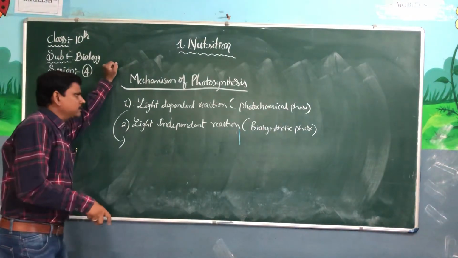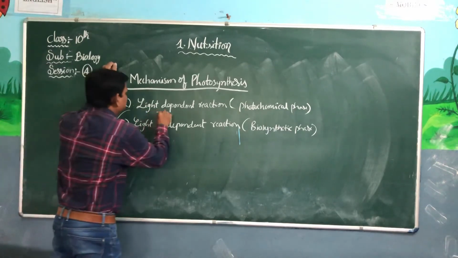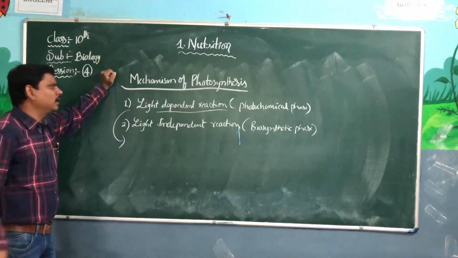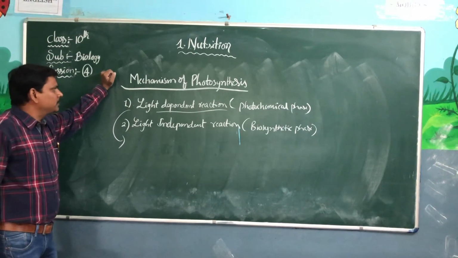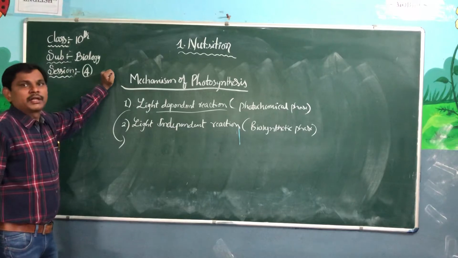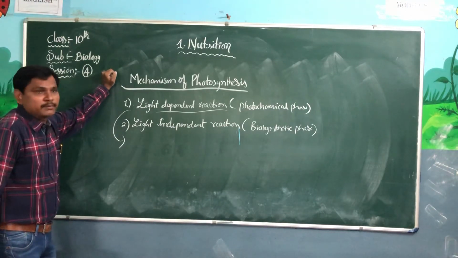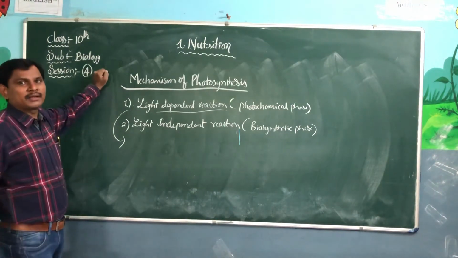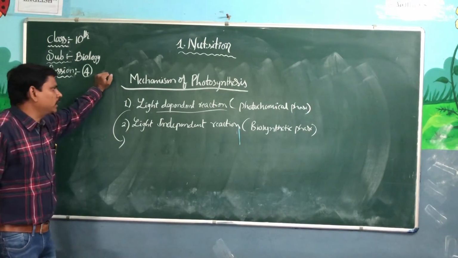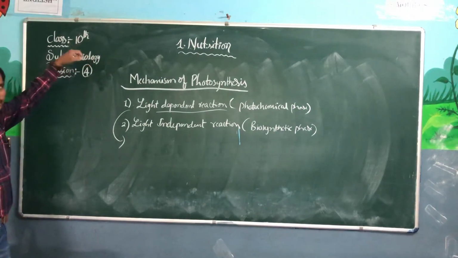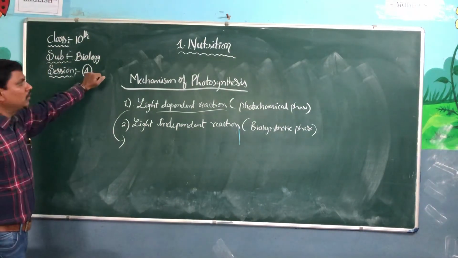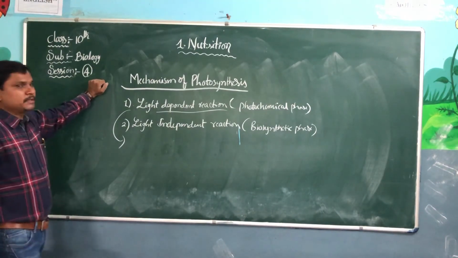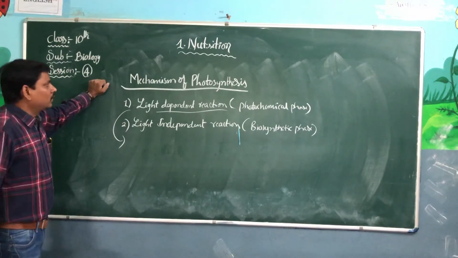Coming to the explanation of the first one, light dependent reaction. Light plays a key role in this reaction, so its name is light dependent reaction. It depends on the light. Many reactions take place in this phase, that's why it is also called the photochemical phase. This reaction takes place in the chlorophyll of thylakoids of granum.